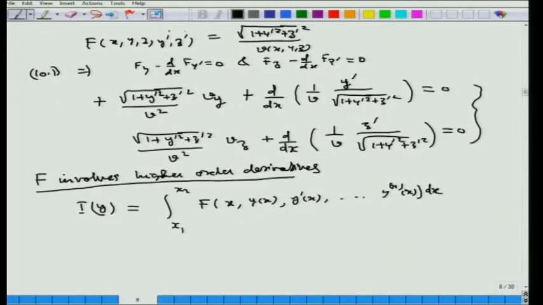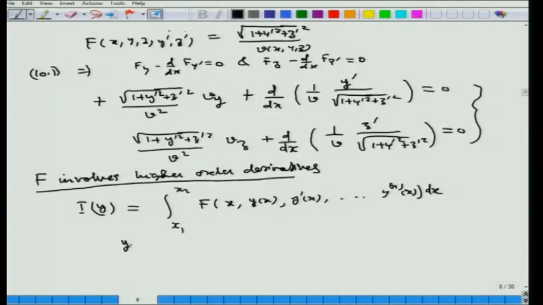Still it is not general. The next one will be where y 1, y 2, ..., y m are appearing and their higher order derivatives are also appearing. So, first we tackle this case. Here this y and its derivatives up to n minus 1 must satisfy these conditions.